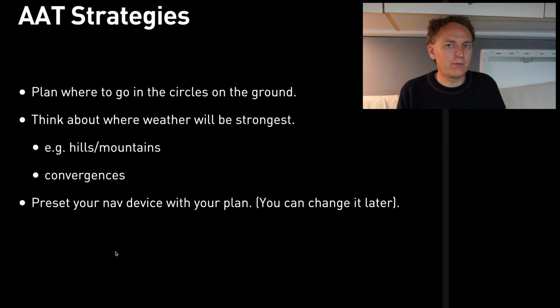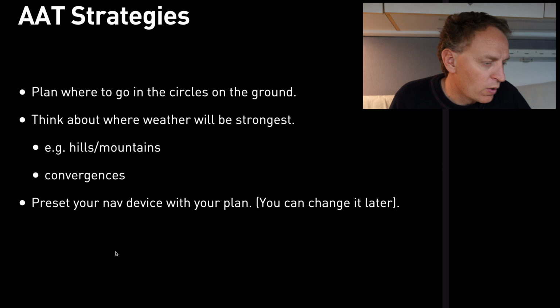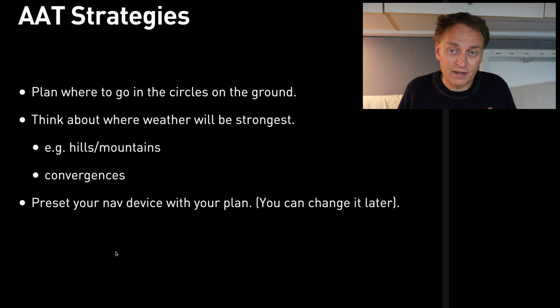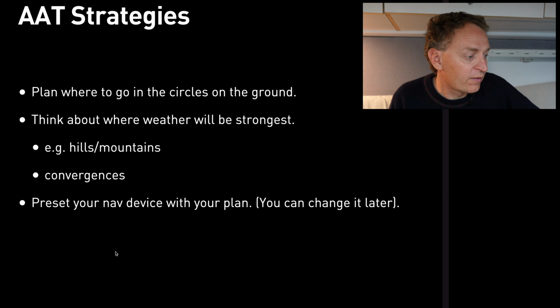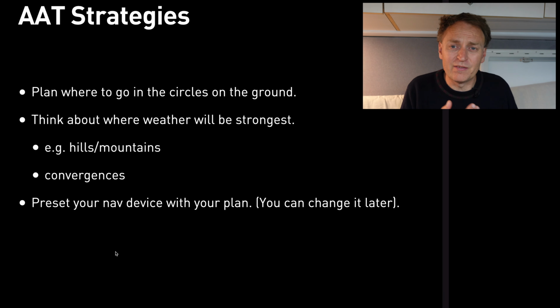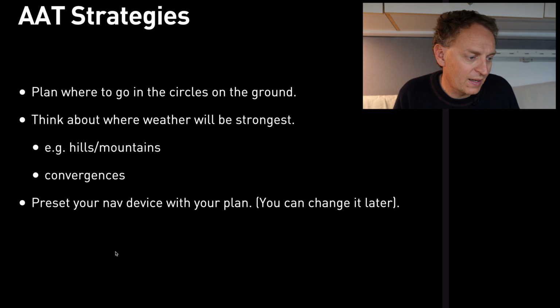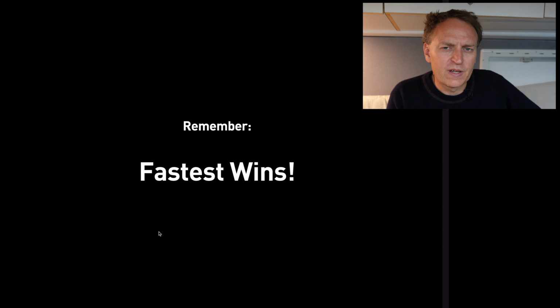Here's a trick. Plan where you're going to go before you launch. So have a look at the terrain and the countryside and figure out which circles will be best to go deep into and which ones aren't. Think about where the weather's the strongest, where you're likely to get convergences or good thermal runs on top of mountains or whatever. And you can set up your navigation device in advance with those circles and the positions you're thinking of going to them, and you can always change it later if that plan doesn't work out. Don't forget the golden rule, whoever's fastest wins. And to be fastest, never come in under time.